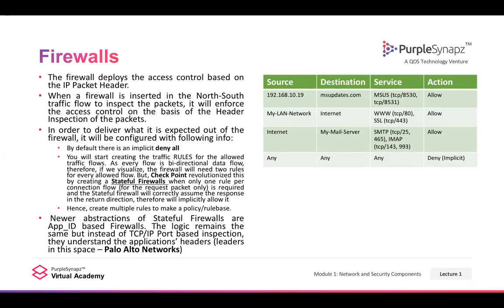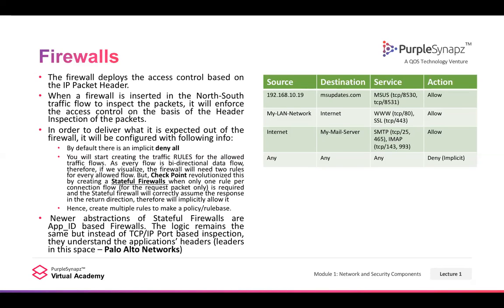Then I want to say that my entire LAN can go to the internet for what all? For web and SSL traffic. Web, I have already told you, uses the TCP protocol and port number 80. SSL uses TCP and 443, which it should allow.